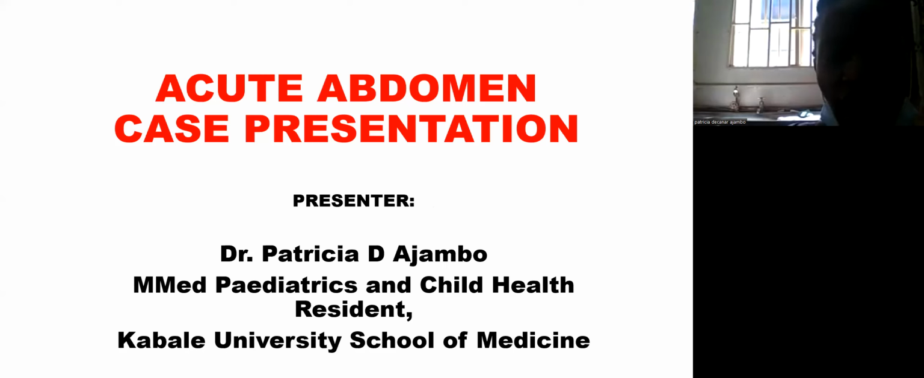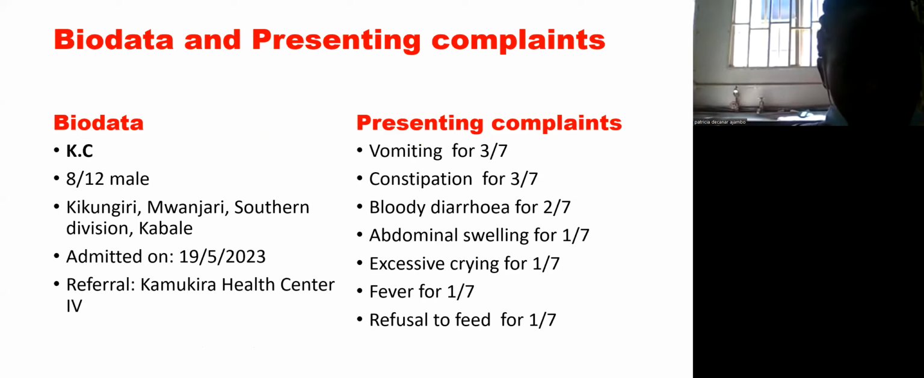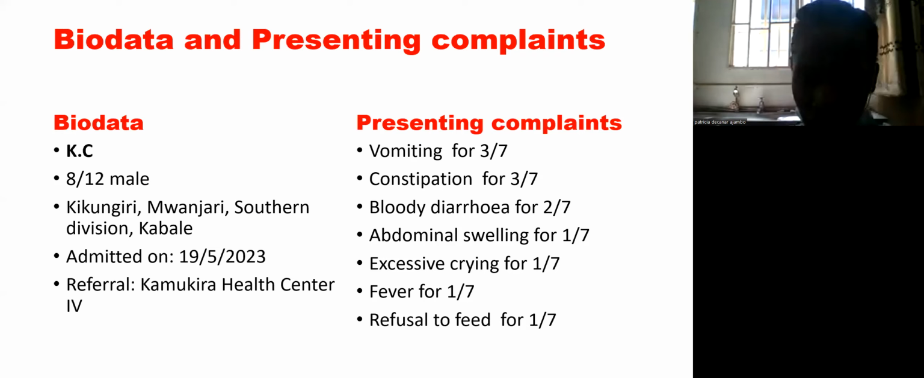So I'll be presenting a child whom we received at Kabale Regional Referral Hospital who came in with acute abdomen. This was Kessy, an 8-month-old male from Chikunjiri village, Mwanjari Parish, Southern Division, Kabale District. He was admitted on 19th May, 2023, and was discharged on 23rd of May this year, on the 7th post-op day. It was a referral from Kamchila Health Center 4, which is in Kabale District.